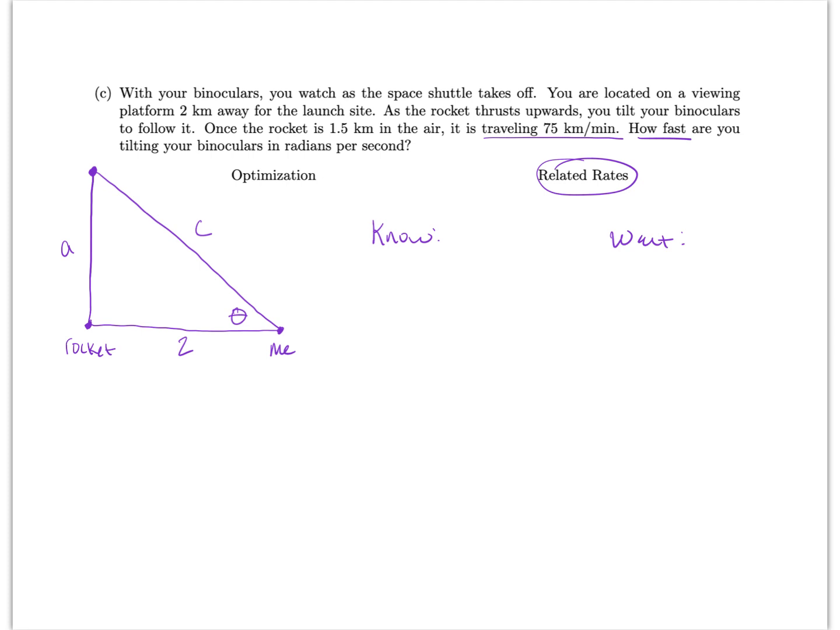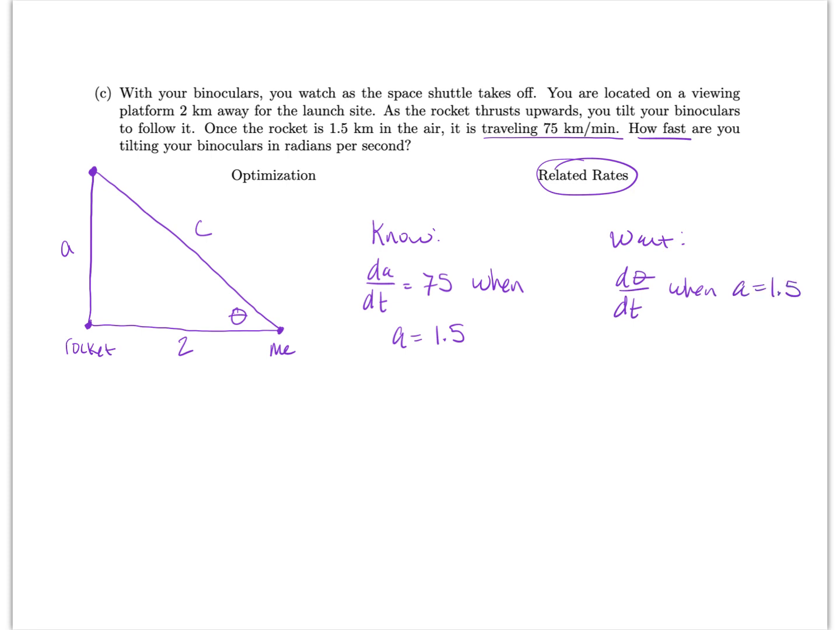Okay, when the rocket is 1.5 kilometers in the air, it is traveling at 75 kilometers per minute. That's this distance changing. So dA/dt is 75. We know dA/dt is 75, and that happens when A is 1.5. Okay, and I want how fast am I tilting my binoculars at that moment? I want dθ/dt when A is 1.5.